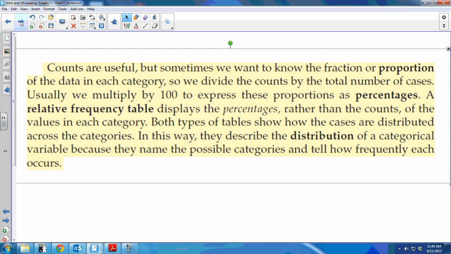Then it says you can describe a distribution of a categorical variable. The distribution just means you can either write it as a frequency or relative frequency. If it's talking about eye color or whatever, the distribution would just be the number of people in each eye color or the percentage of people in each eye color category. That's all distribution means. Okay? Nothing fancy. Just the separate categories with their totals.